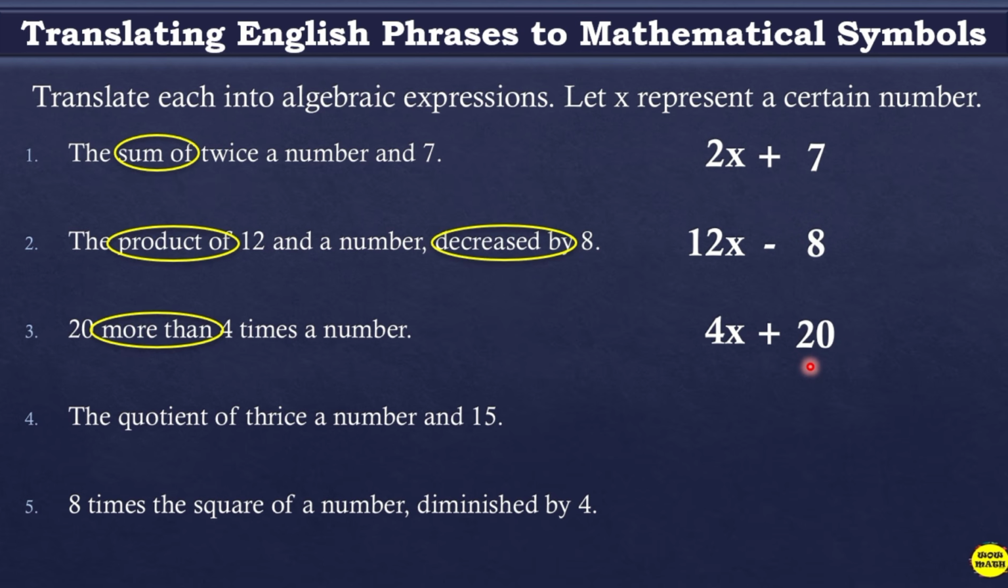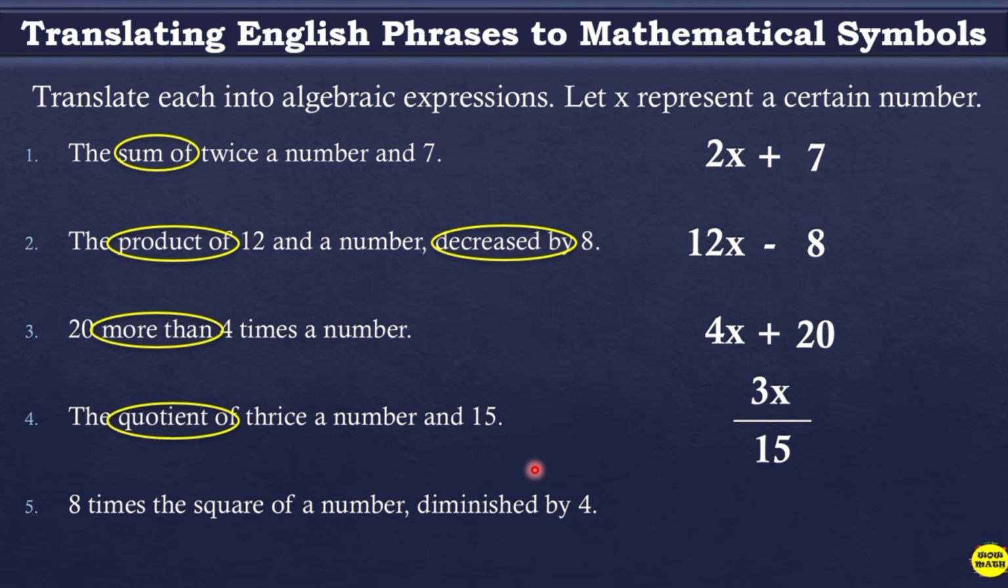Okay? Next. So, we have a quotient. Quotient means division. Okay? So let's get ready with a fraction bar. The quotient of what? Thrice. Thrice means 3, so it's multiplication. When it's twice or thrice, so 3 times a number. So, 3x. Okay? And 15. That is the denominator. So, the quotient of division, 3 times or thrice a number, and 15.